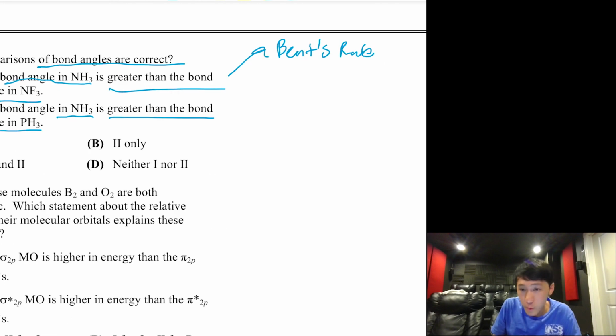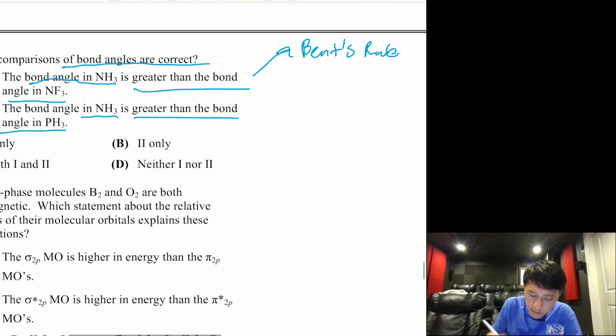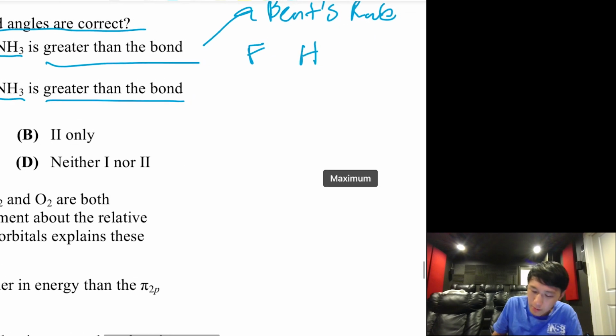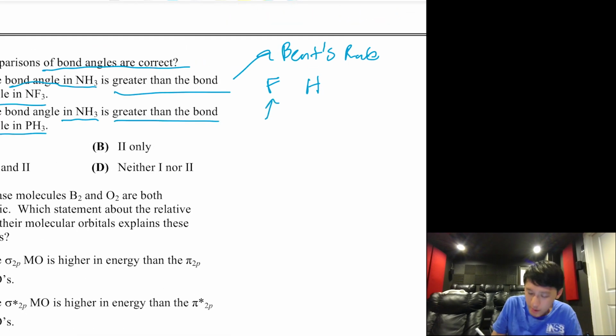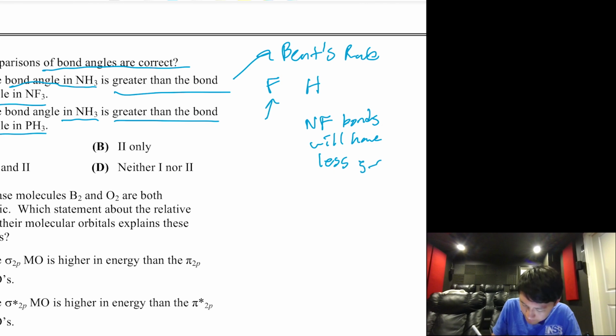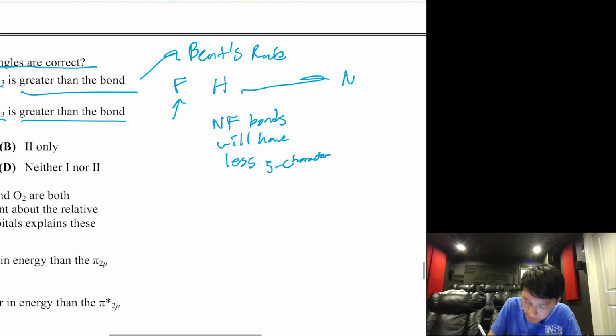Bent's rule states that more electronegative elements will have less s character in their bonding orbitals. So in this case, we're comparing fluorine and hydrogen, because that's the difference between NF3 and NH3. And we know that fluorine is much more electronegative. As such, its NF bonds will have less s character. And hydrogen, its NH bonds, will have more s character.